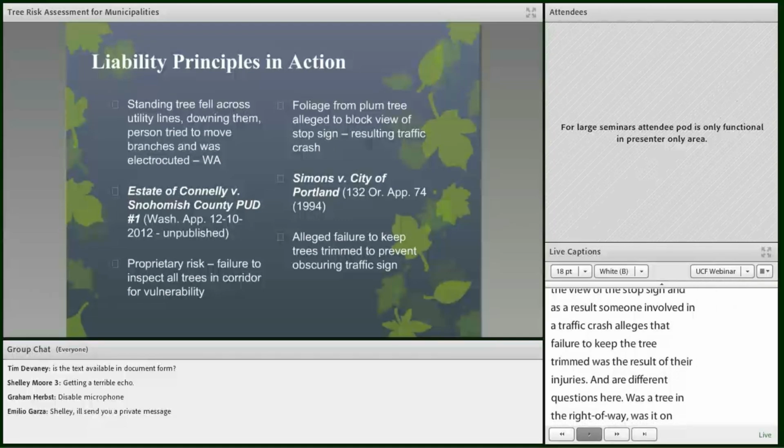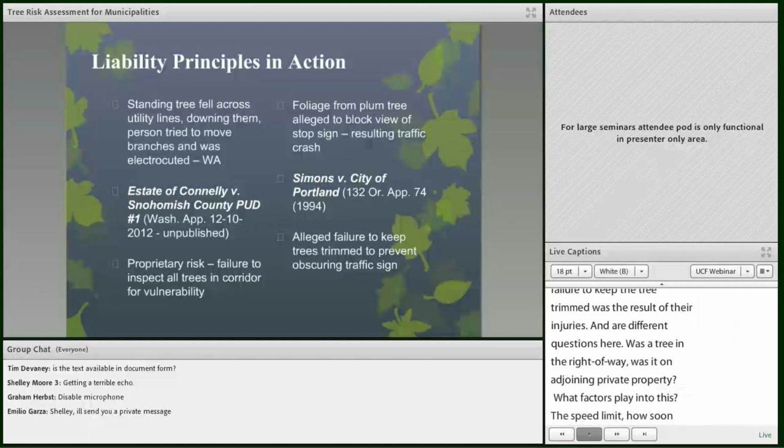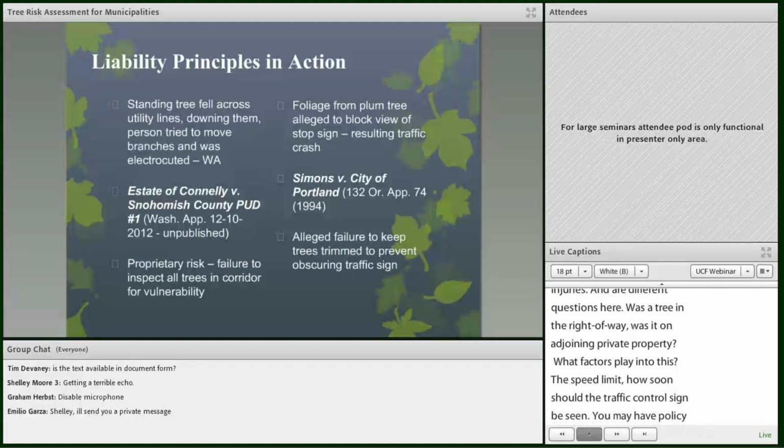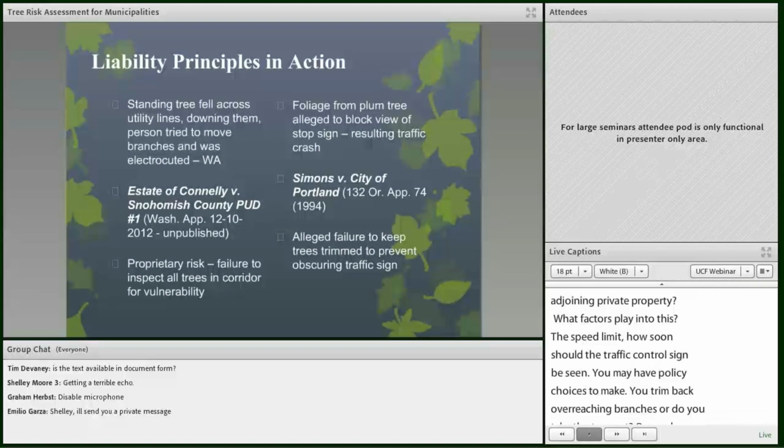The speed limit. How soon should the traffic control sign be seen? You may have policy choices to make. Do you trim back overreaching branches, or do you take the tree out? One makes a recurring task. The other may be good for risk, but damage the community forest. Those are choices to be made.